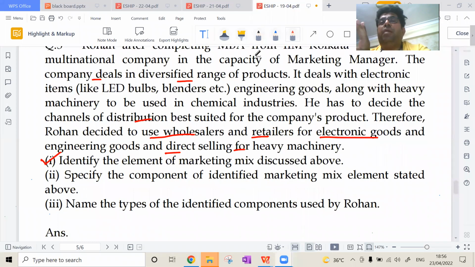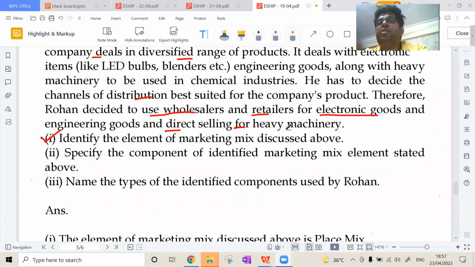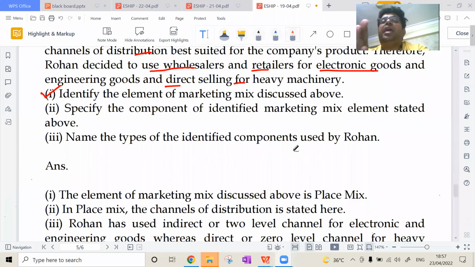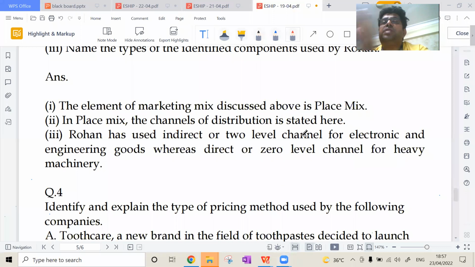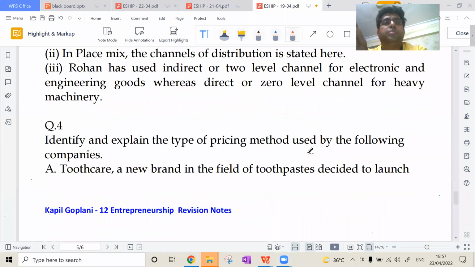So specify the components. What is being given? Specify the components of the identified marketing mix and name the type of identified component. First element is place. Channel of distribution is stated here. It is either a 2-level channel or a 0-level channel. Is this clear, beta? Okay.